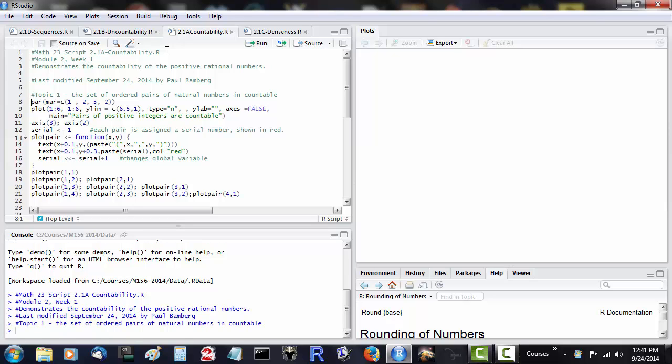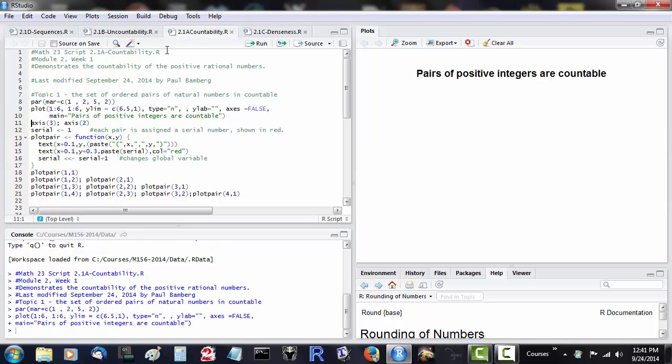I'll set up the screen to plot, and by the way, in these scripts you shouldn't feel responsible for the details of the R. All I'm trying to do is use the graphical capabilities of R to make certain proofs come to life for you in a way that's hard to do if they're presented on a blackboard.